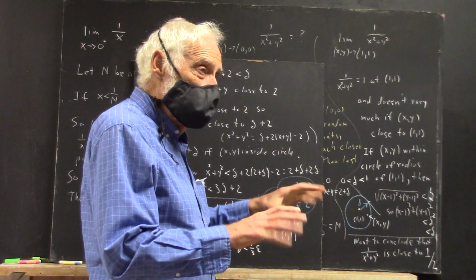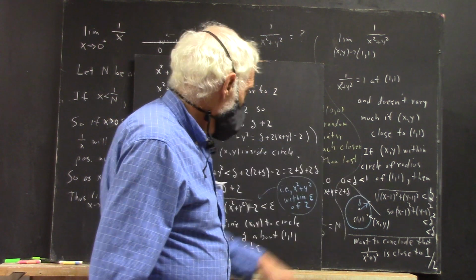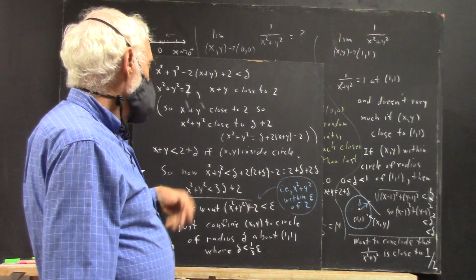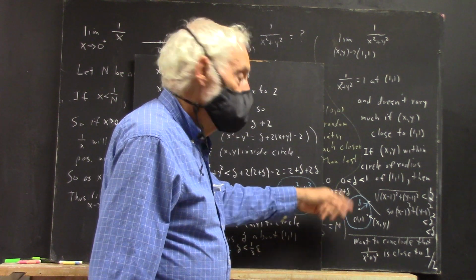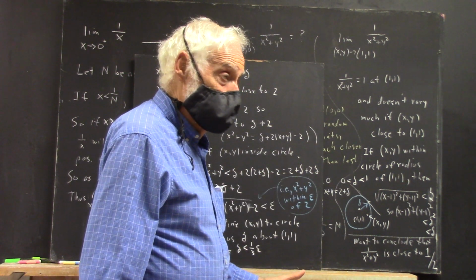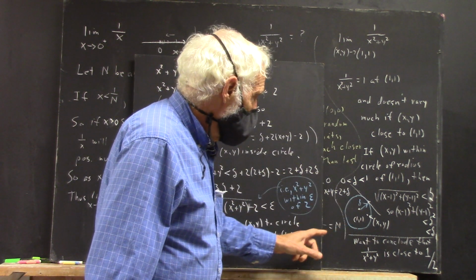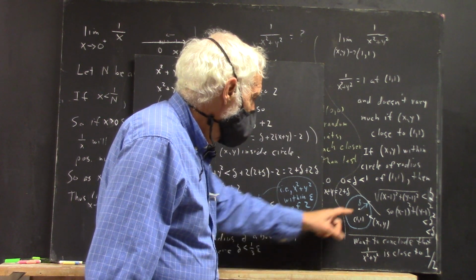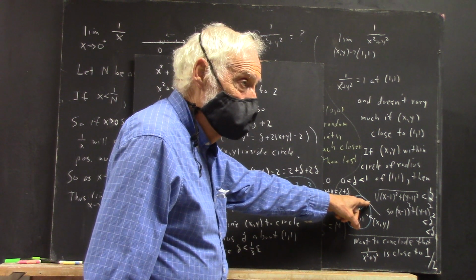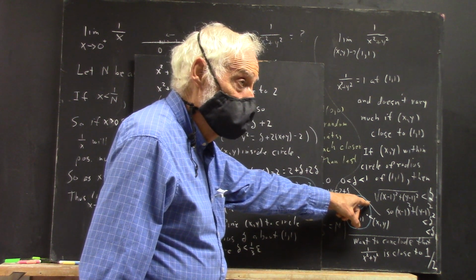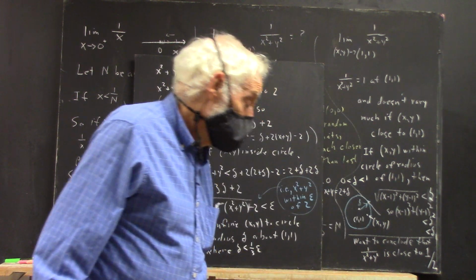I didn't exactly wave my hand over the idea that x plus y has got to be less than 2 plus delta. It seemed pretty obvious that that's a good suspect, okay? Make sense? Okay.